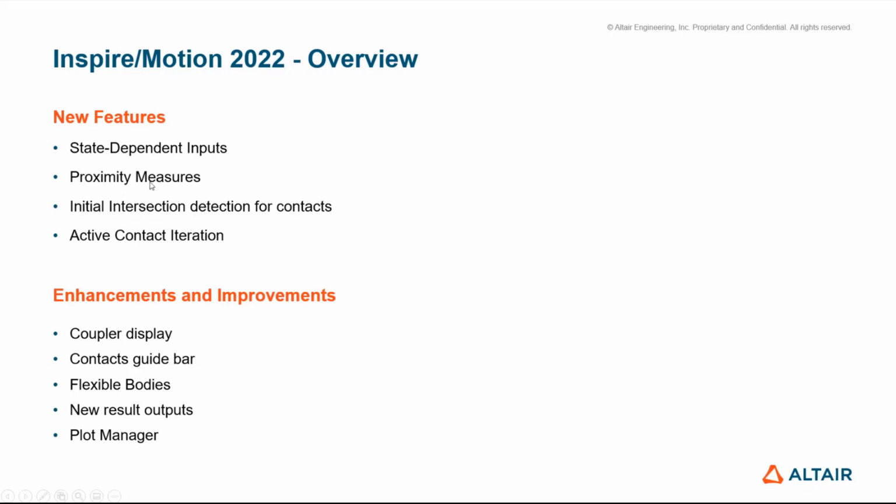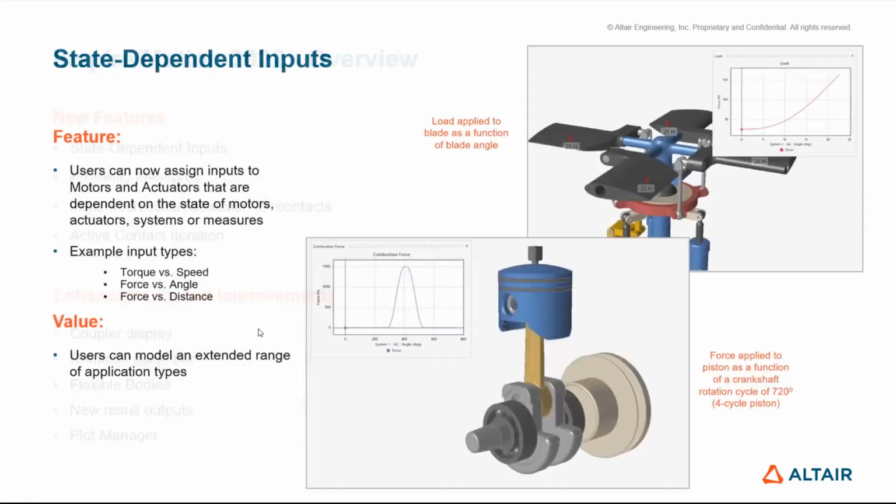Proximity measures: we can determine whether parts have a finite clearance between them, if they're interfering, or if they're touching. We also have a tool called intersection detection for contacts, which allows us to see if parts are initially overlapping each other. And then we have active contact iteration. This was a motion solve implementation. This is also on the MotionView side, so MotionView in this release is also going to have this feature. We'll talk a little bit about that, and then some of the additional enhancements and improvements around existing features in Inspire Motion.